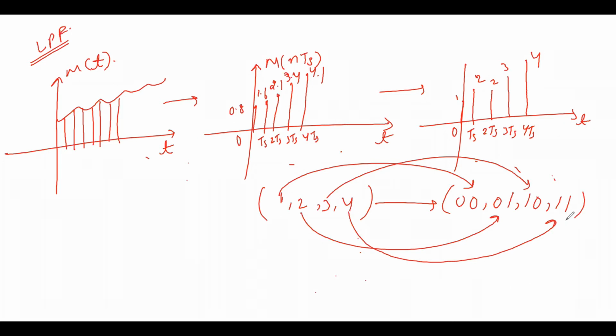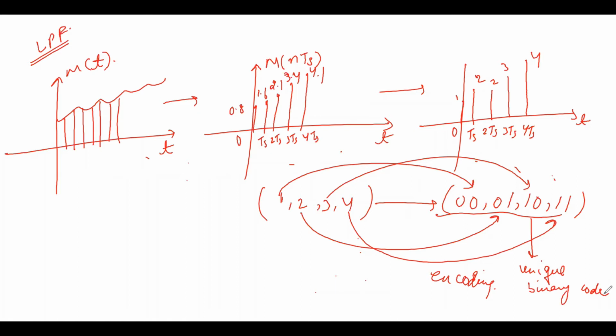Here you can see this mapping process is known as encoding. Encoding represents each of the different quantization voltages by a unique binary code. So when we represent the quantization value with a unique binary code, this process is known as encoding.